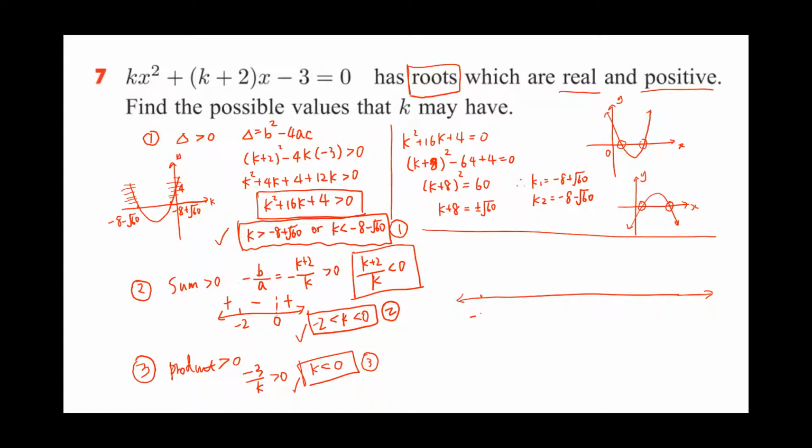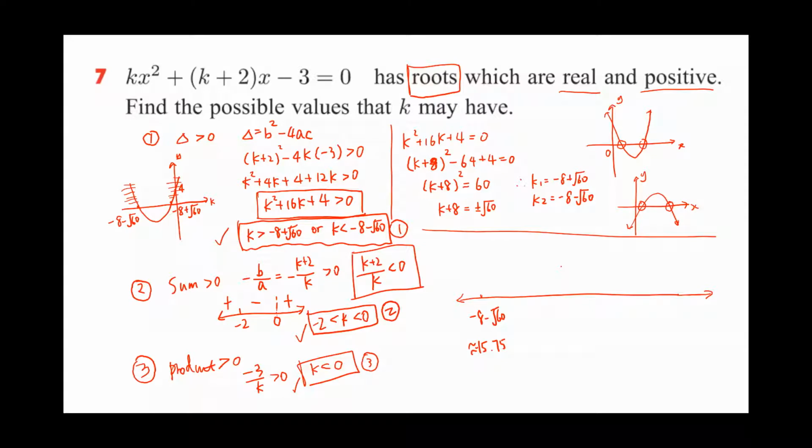One should be negative 8 take away root 60, because it's a very negative number. If you use your calculator, negative 8 take away root 60 is approximately negative 15.75, okay? So that's the smallest one.